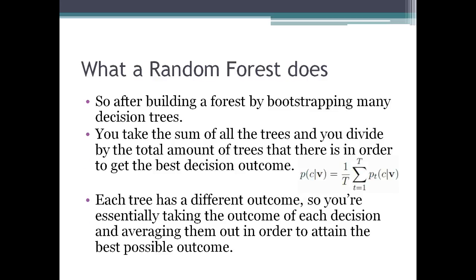So what a random forest does is, after building a forest by bootstrapping all the decision trees, you take the sum of all the trees and you divide that by the total amount of trees that there is in order to get the better decision. There's the equation right there to the right. So the P is a probability for C, which is the many outcomes that each has. So depending on your decision tree, there could be different outcomes. On the first one, it was a yes or no.